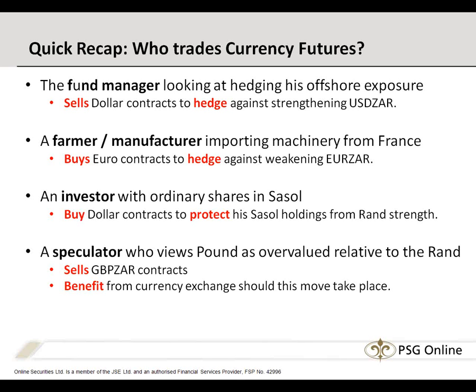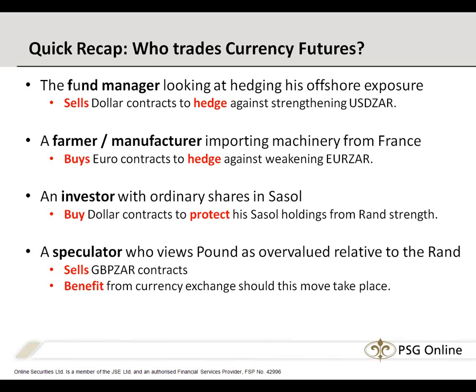Alternatively, a farmer or a manufacturer that is importing machinery from France or from Europe also wants to maybe hedge himself against a weakening exchange rate. So he'll buy a euro contract. And you'll see an example just now where we show you practically how this would work. Or an investor, you got some rand hedge stocks, be it Sasol or Richemont, and you're scared that the rand's going to strengthen. Again, you buy the dollar to protect yourself against that adverse movement against you.